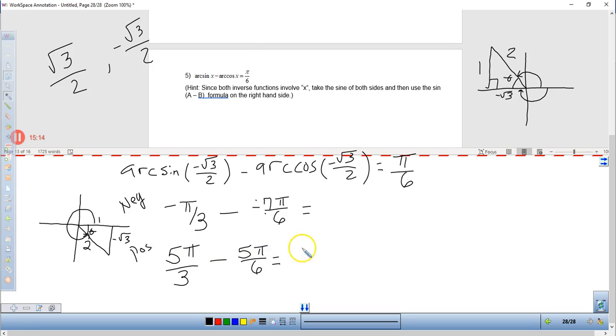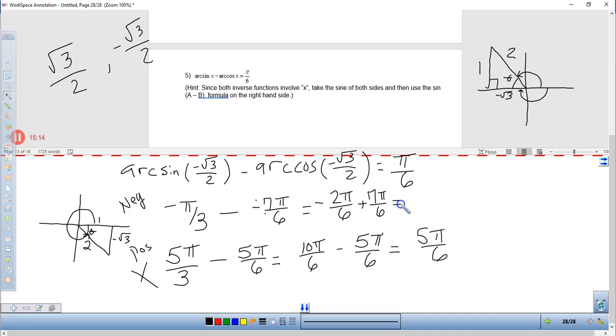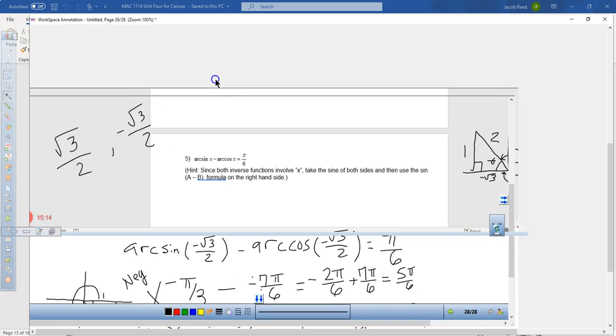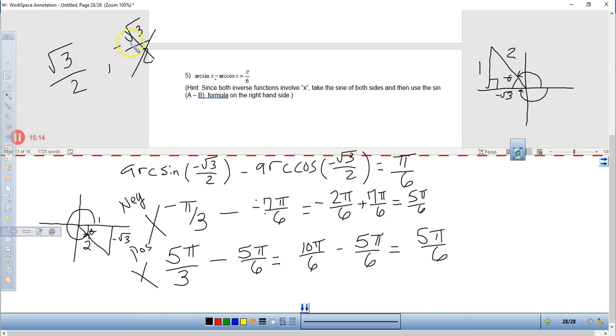We need to have common denominators, so we're talking about 10 pi over 6 minus 5 pi over 6. Well, that's still 5 pi over 6. So that one does not work. Let's check this one. Making this in terms of 6, that's negative 2 pi over 6, and negative negative makes positive, plus 7 pi over 6. That's still 5 pi over 6. Either way, we got the same answer, whether you went the negative route or the positive route. But either way, negative root 3 over 2 does not work. These do not equal pi over 6.